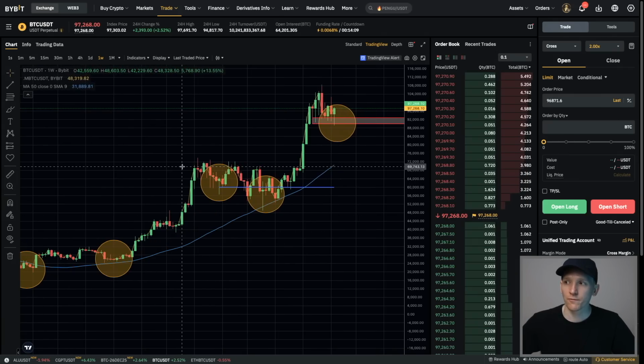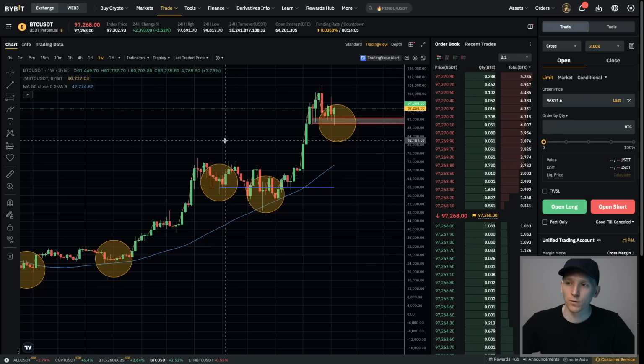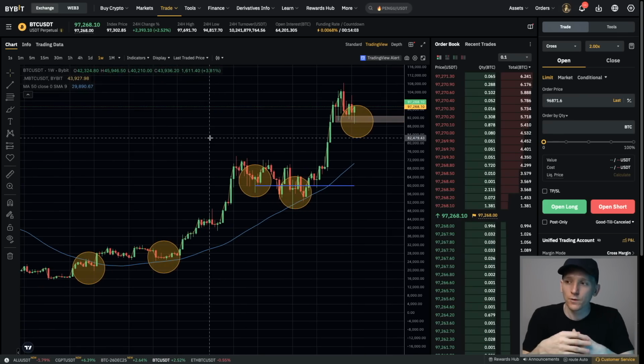So what is leverage? So I'm using 2x leverage on Bybit here. You can see that 2x. Essentially what this means is you go in with $1,000. 2x leverage means you can trade with $2,000 in the market. The reason why the exchange lets you do that is because you have $1,000 of cash there to pay for the loss if it happens.